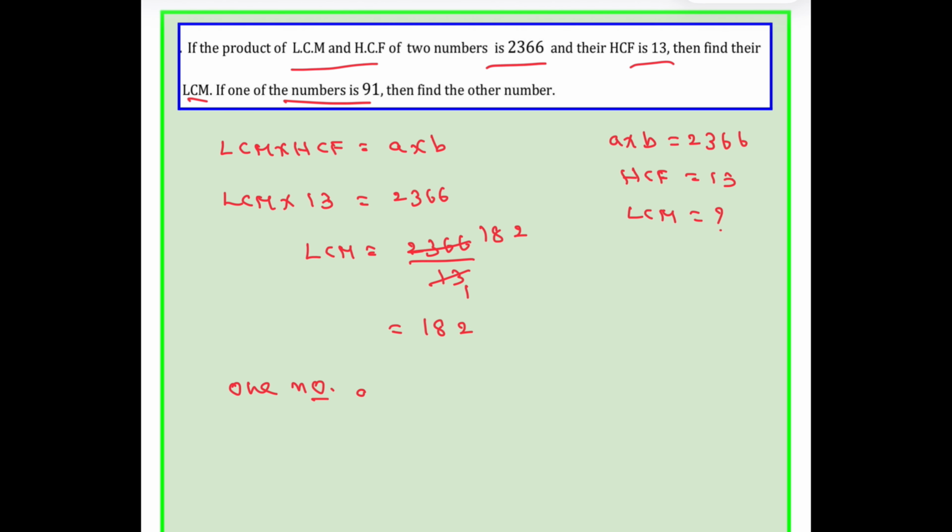Here the other question is that one number is 91, that is, one number A equals 91. The other number B we have to find out.